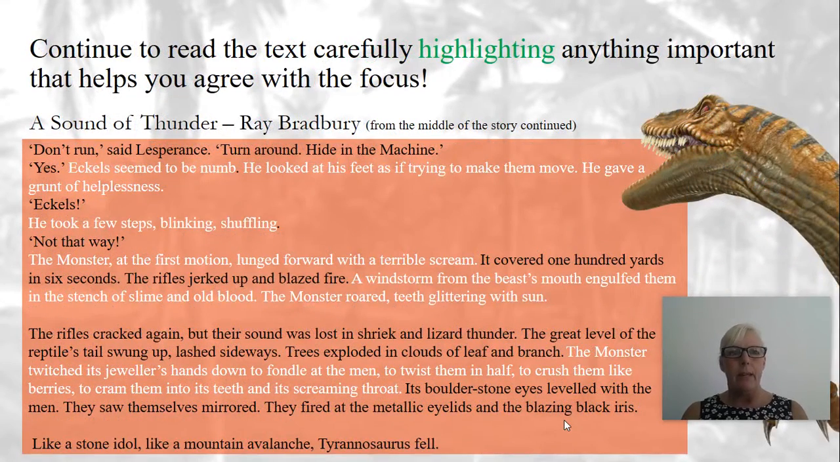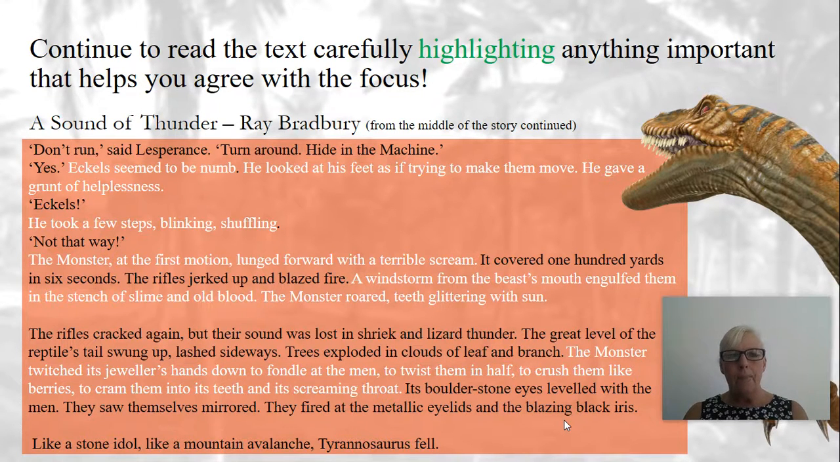And then as we continue, we have Eccles' physical reactions. So we not only have what he actually says out loud, but we have something that he is able to show physically. Eccles seemed to be numb. So he looked at his feet as if trying to make them move, and he gave a grunt of helplessness. And also that blinking and shuffling. So verbs there, if you wanted to concentrate on those.